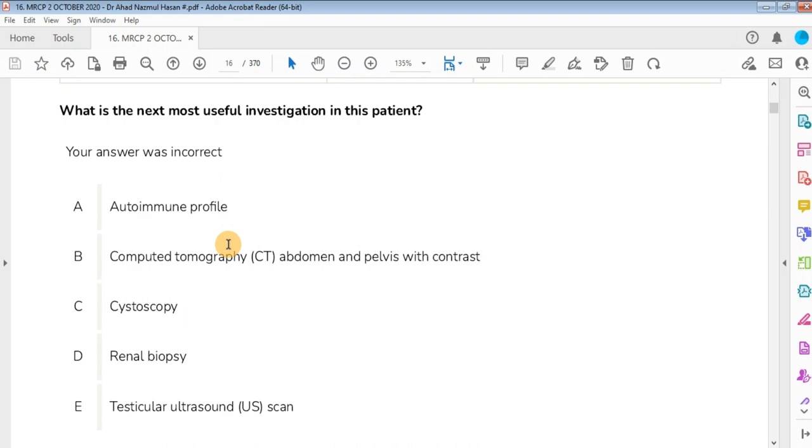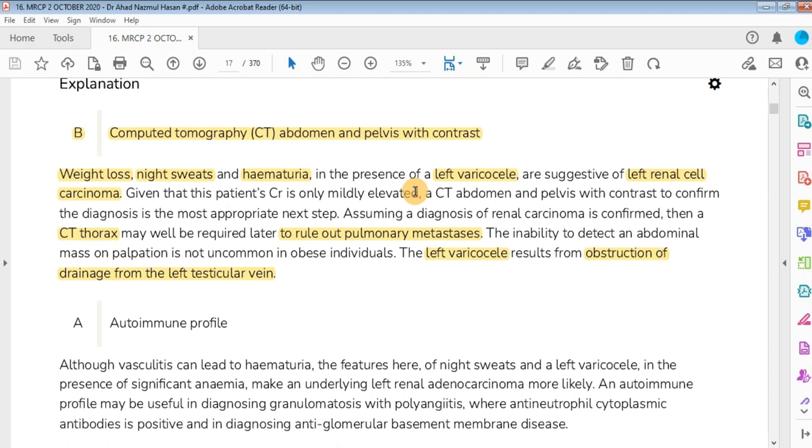Weight loss, night sweats, and hematuria in the presence of left varicocele are suggestive of left renal cell carcinoma. Given that this patient creatinine is only mildly elevated, a CT abdomen and pelvis with contrast to confirm the diagnosis is the most appropriate next step. Assuming a diagnosis of renal carcinoma is confirmed, then a CT thorax may well be required later to rule out the pulmonary metastasis. The inability to detect an abdominal mass on palpation is not uncommon in obese individuals.